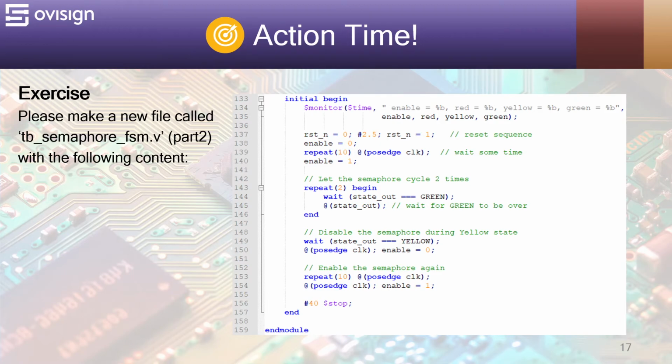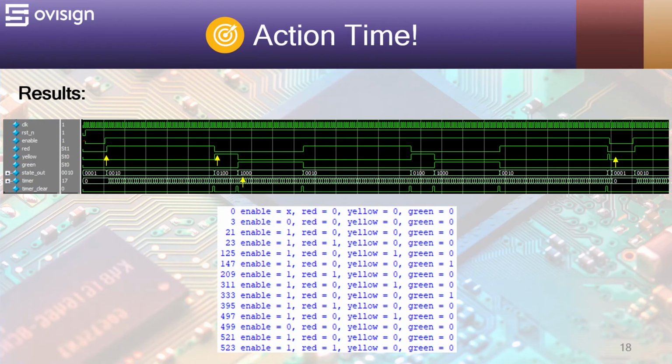At line 148, we want to disable the semaphore while the state is yellow. At line 152, we enable the semaphore again and stop the simulation 40 microseconds later. After you run the simulation, you should get these results.